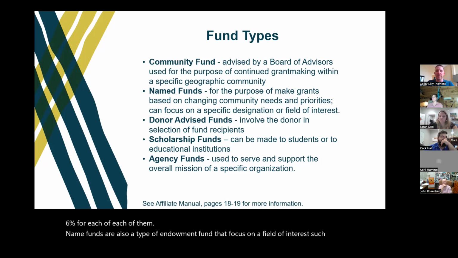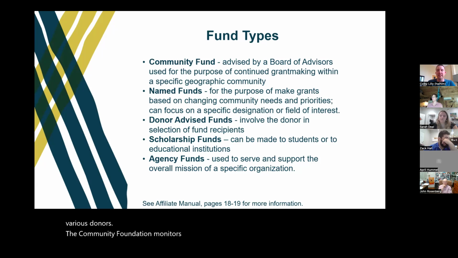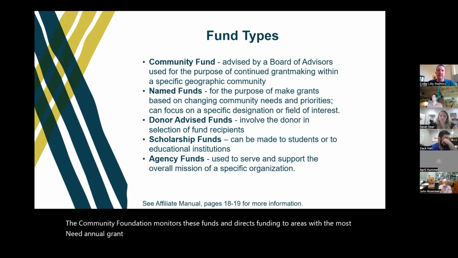such as the arts, education, health, or other issues. These funds allow for a pooling of resources among various donors. The Community Foundation monitors these funds and directs funding to areas with the most need. Annual grant making for named funds is also typically 4 to 6%.